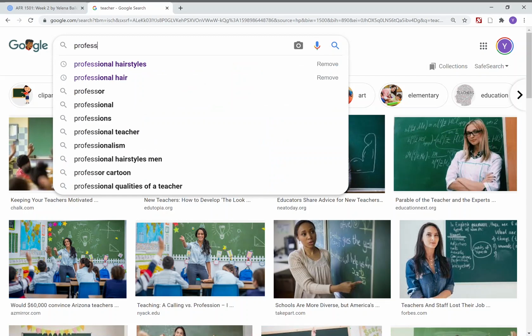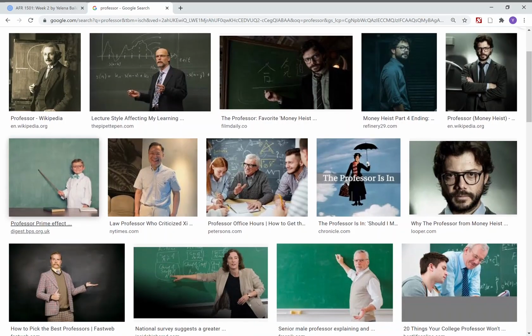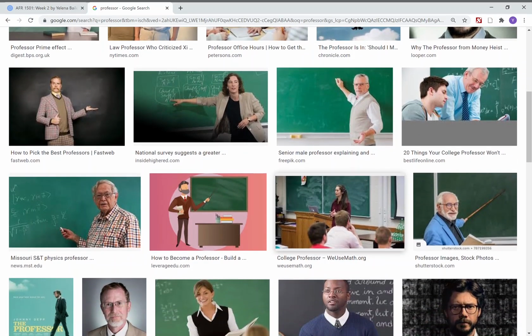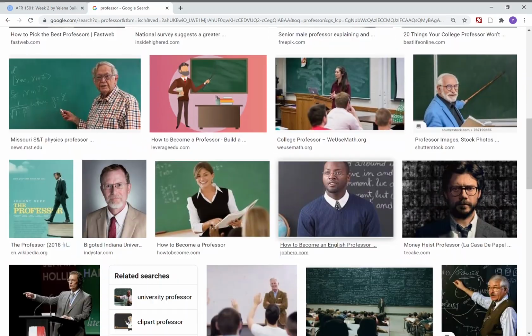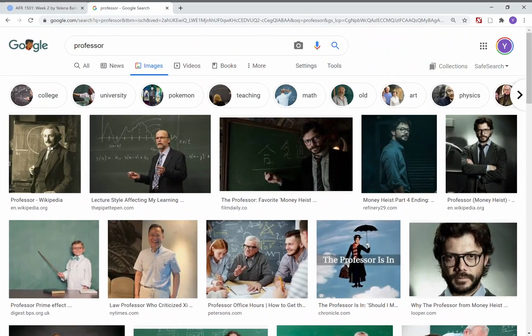Now, if I put professor, interesting, right? If you think about it, a lot of men, a lot of white men, tends to be somewhat older. Again, some differences here, and that's important to acknowledge, but it gives us an interesting broad stroke of the way that a profession like being a professor is gendered and racialized versus being a teacher.